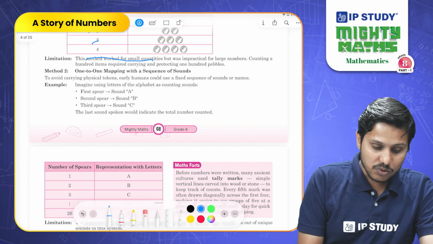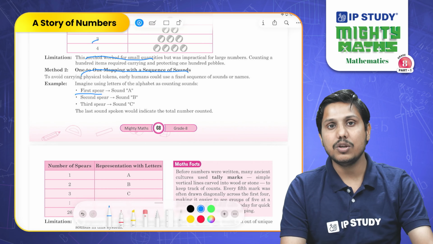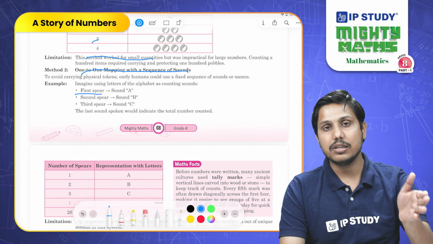Okay. So next was one-to-one mapping with a sequence of sounds. Later on they invented sounds to record their things, like they used the sound A to record one item, and the sound B to match the 2 items. So they used sounds when they found out that it would be difficult to match each and every item with a physical object. But it also has some limitations, because the number of letters or sounds is a countable quantity, but sometimes they would require a large number of sounds to record their items.